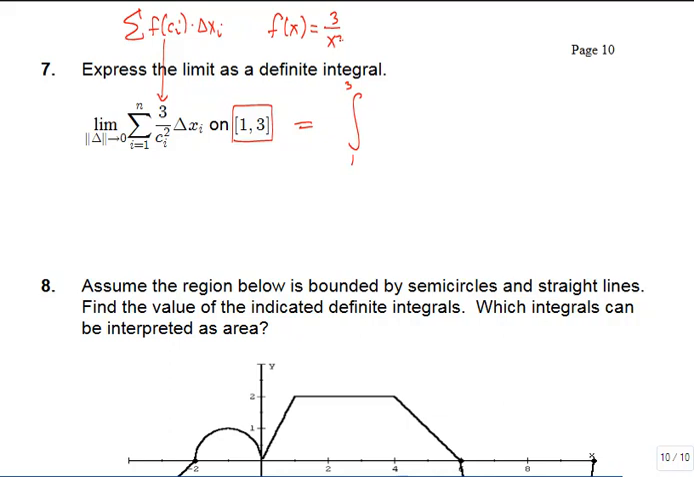So the function that we want to integrate is just 3 over x squared. And then this delta x sub i turns into, now you can kind of see where this notation comes from, that dx that we always write when we're doing our integral notation. So that delta x sub i, which is that width, is just your dx in your integral notation. So our final answer here, the limit definition of the area is the definite integral from 1 to 3 of 3 over x squared dx.